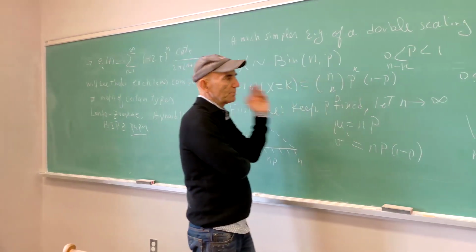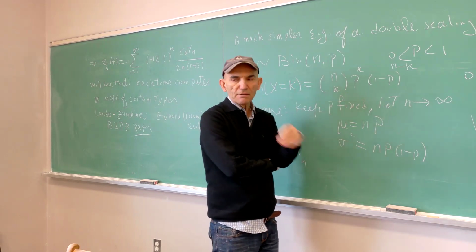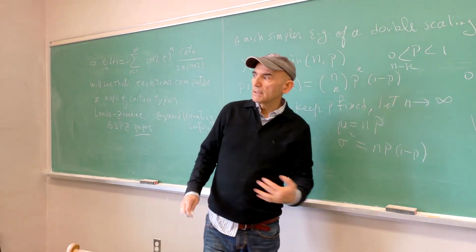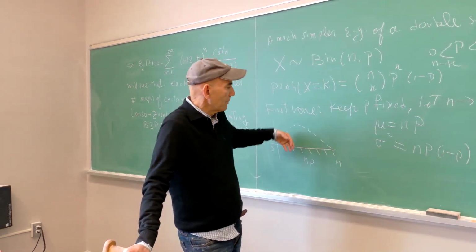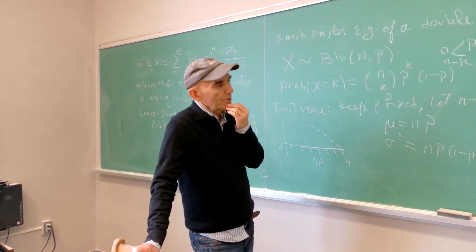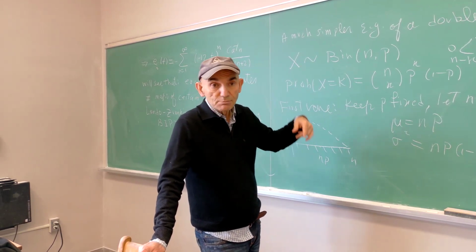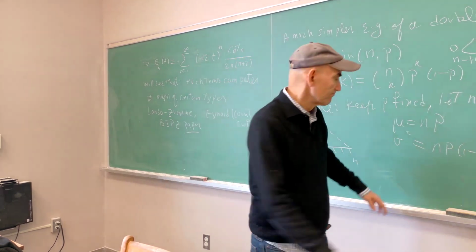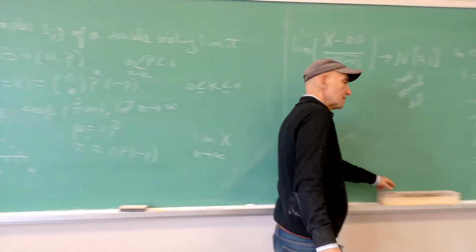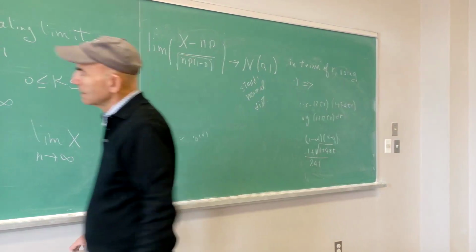Okay. So that's the case where the probability of success doesn't change. It's kept fixed. This is like a random walk. We repeat this an infinite number of times, and then we want to see that it's approximated somehow. But there is another possibility. We can let n go to infinity and p go to 0 in such a way that the product is constant. That's a very simple double scaling limit.